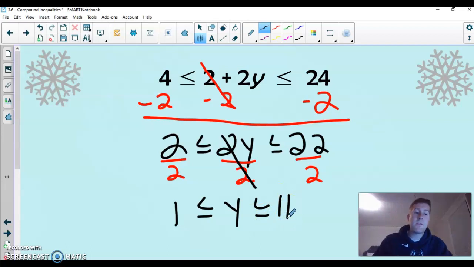Okay, so now I would say my solutions are all the numbers between 1 and 11. Or I can read it as y is greater than or equal to 1 and less than or equal to 11. Okay, in the next video we'll talk about how to graph that and how to write that in interval notation.